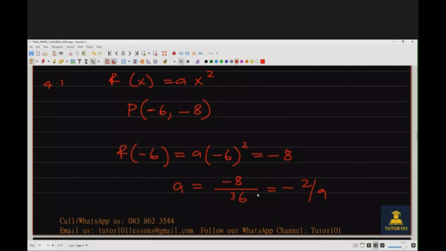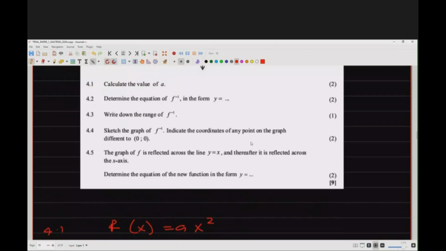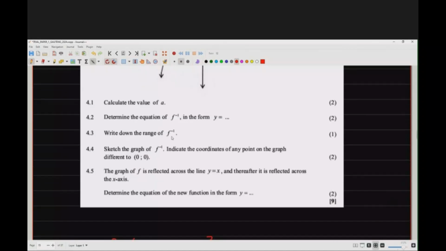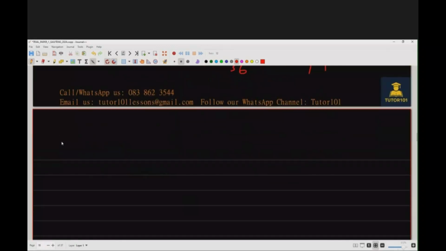So you should always simplify your answer as much as possible to get it to its simplest form. And then 4.2 here wants us to determine the equation of f inverse in the form y is equal. So with our f of x here, this is -2 over 9 x squared. And we're given that this is with x less than or equal to 0.